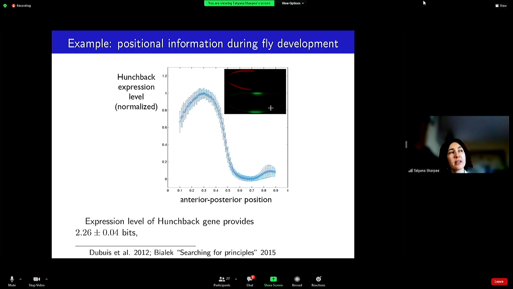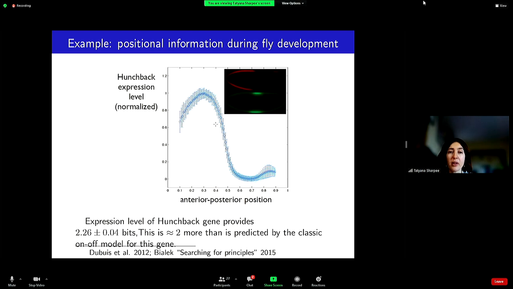So the common belief is that because it's an on and off channel, it will convey one bit of information. But when you do the analysis, the variability is such that it is approximately twice more than predicted by this classic on-off model for this gene. So it means that all of these variations in the values of this nonlinearity matter for information transmission, and we can't quite approximate this as a constant here, a transition, and a constant there. So that's an example application of this information analysis.